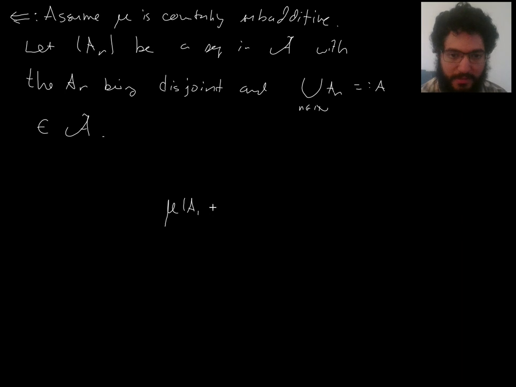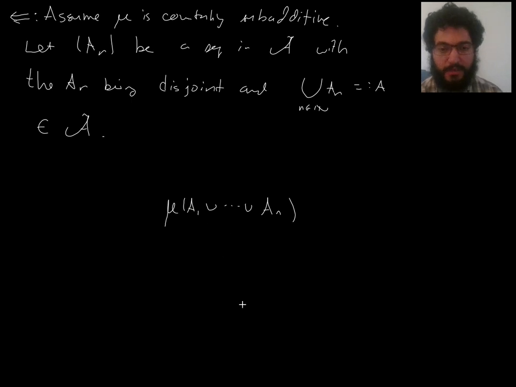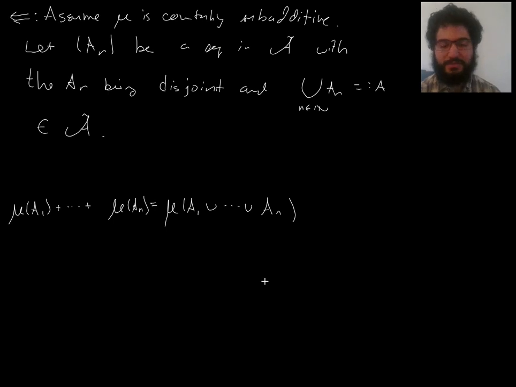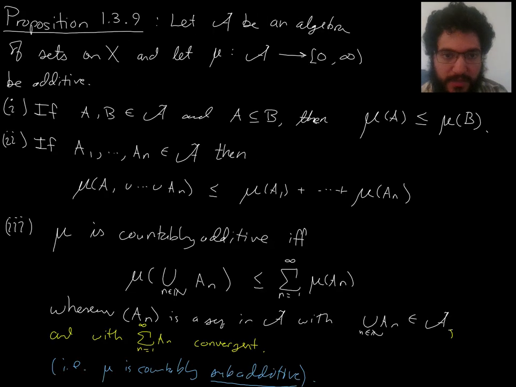Okay, so let me start with this kind of union up to the nth one. Now, we already are assuming that mu is additive, right? So this is actually equal to this finite sum. This is all under the assumption that mu is known to be additive. Then we're showing that countably subadditive implies countably additive. So we have this, and we also have this inequality from part 2 over here.